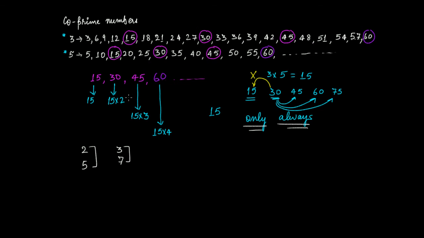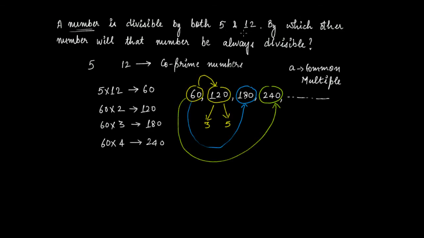If two co-prime numbers are present, then the first common multiple will be the product of those two co-prime numbers, and all the rest of the common multiples can be calculated from the first common multiple. So here, 5 and 12 are co-prime numbers, the first common multiple is 5 times 12, therefore 60, and the rest of the common multiples can be calculated. If you take any number that is divisible by both 5 and 12, that is, any common multiple, it will always be divisible by 60.